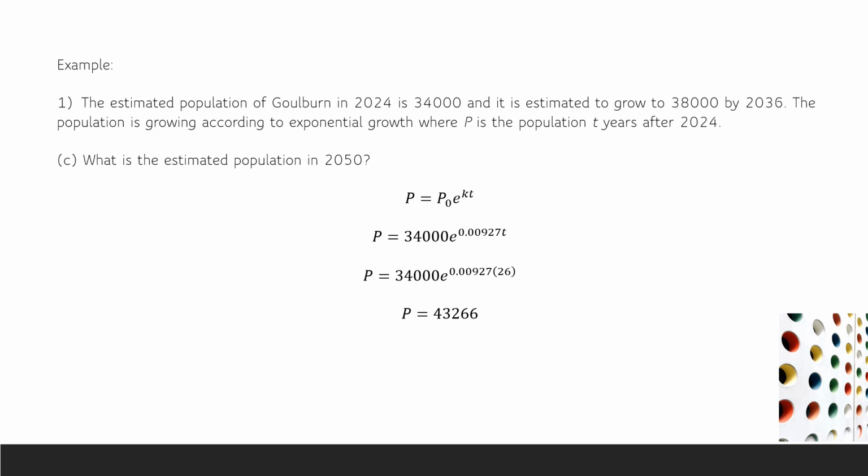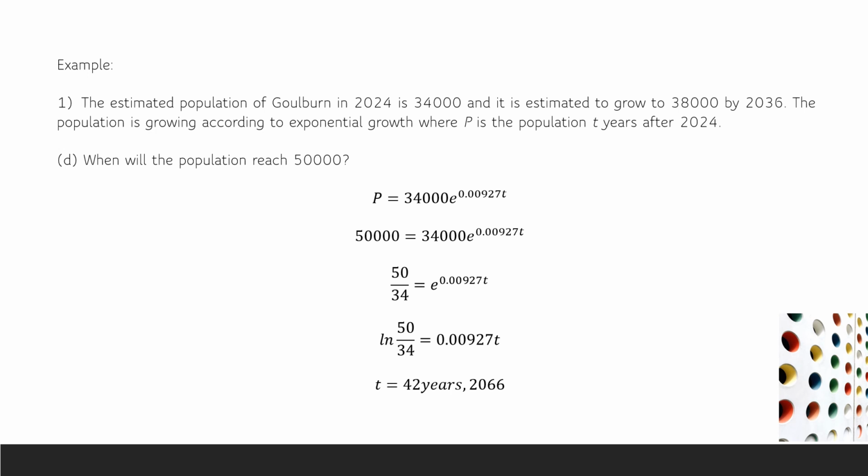So what's the estimated population in 2050? Well, that's 26 years later. So I just substitute into the formula: 34,000 e to the 0.00927 lots of 26. Put that on your calculator and you get 43,266.